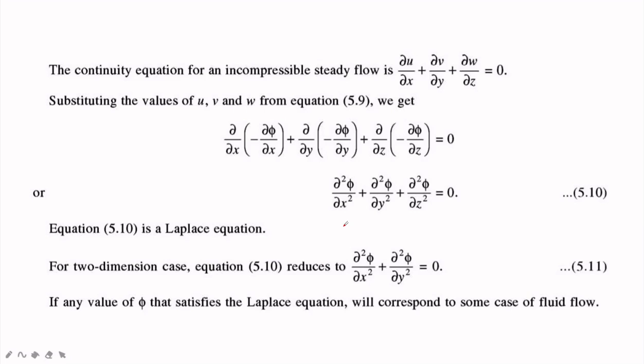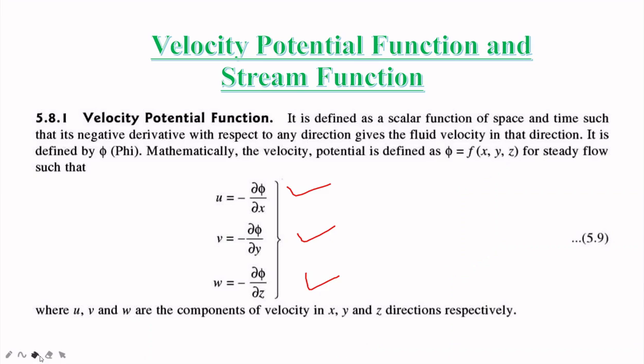So what we can conclude is that if the value of phi satisfies the Laplace equation, it will correspond to some case of fluid flow. What that case is, we will see in the coming slides. Understood? According to the velocity potential function, the value of u is minus dou phi by dou x, where phi is the velocity potential function, so it is the negative derivative of phi with respect to the direction.